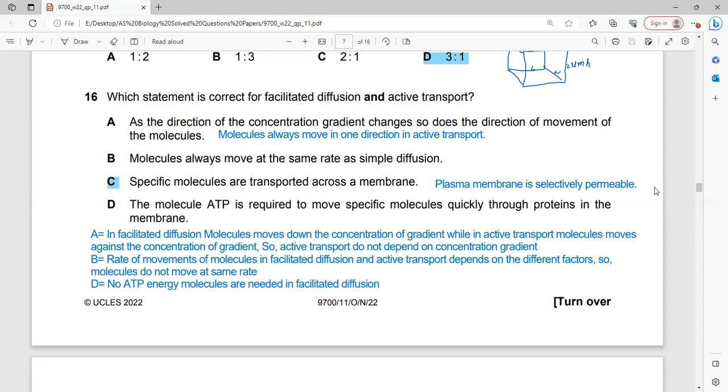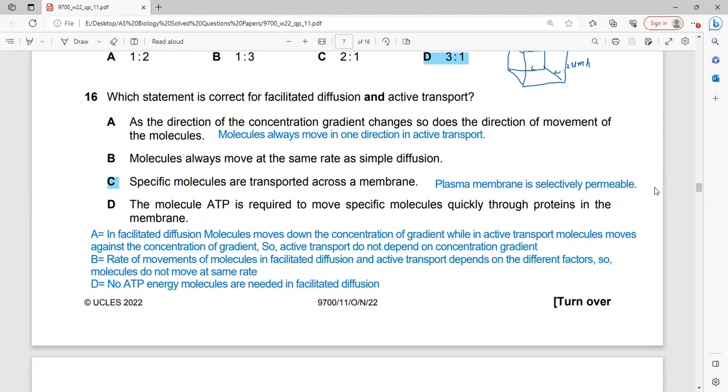So molecules will not move at the same rate because facilitated diffusion depends upon the concentration difference. When the molecules are moving from high to low concentration, their concentration difference is decreasing. So the rate will change. So that's why B is the wrong answer.